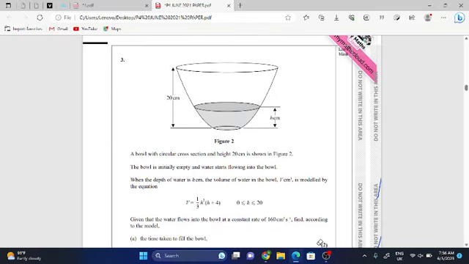Okay, question number 3: a bowl with circular cross-sectional area and height 20 centimeters is given to you in figure 2. The bowl is initially empty and water starts flowing into the bowl. When the depth of water is h centimeters, the volume of water in the bowl, V centimeter cube, is modeled by the equation that is given over here.